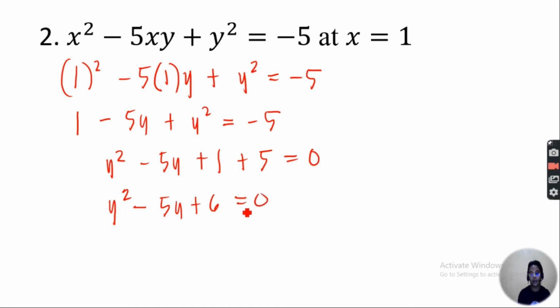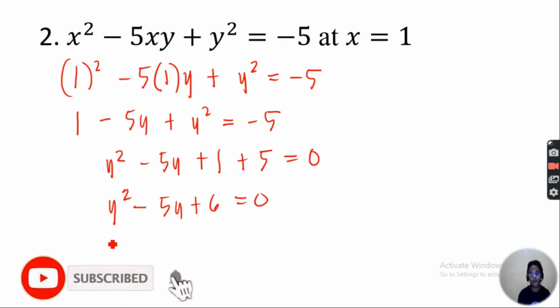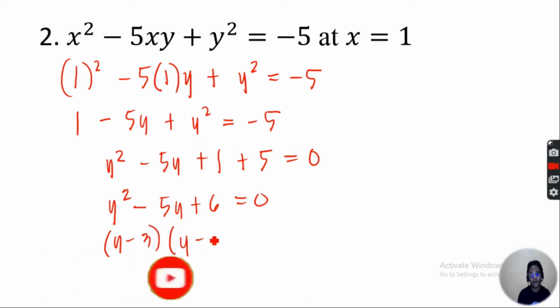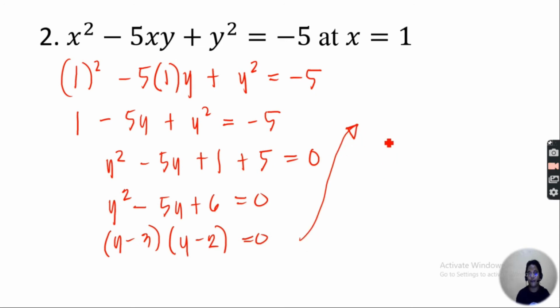So, meron po tayong quadratic equation. So, kailangan po natin siyang i-factor. So, ano po yung ating factors? So, ito na po. Y minus 3, y minus 2 is equal to 0. So, in this case po, yung ating values ng y ay dalawa.